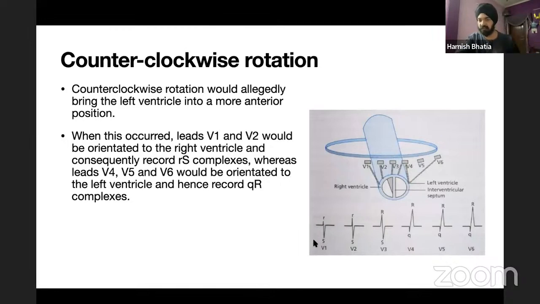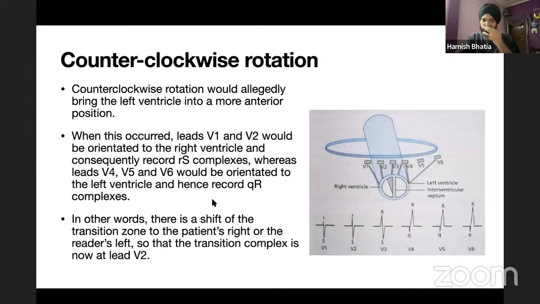Okay. So here you'll get a small r, deep S in V1 and small q and capital R in V6. So this is a counterclockwise rotation. In other words, there's a shift of the transition zone to the patient's right or the reader's left. So patient's right is like towards the V2.